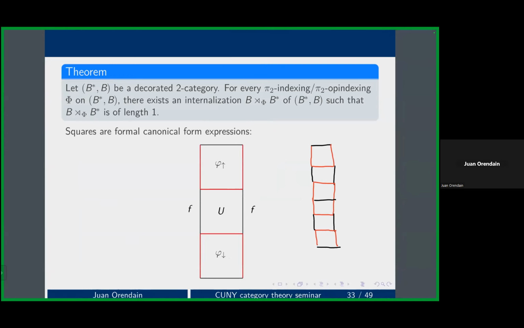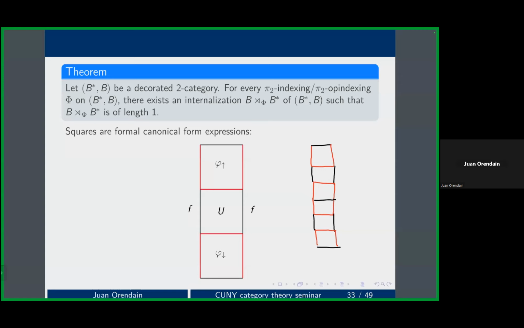Okay. Now, our main theorem about π2 indexing says that if B star comma B is a decorated bicategory, then for every π2 indexing or every π2 up indexing phi on B star comma B, we can associate to that a double category that is number 1, globularly generated, number 2, internalizes our B star comma B, and number 3, is of length 1.